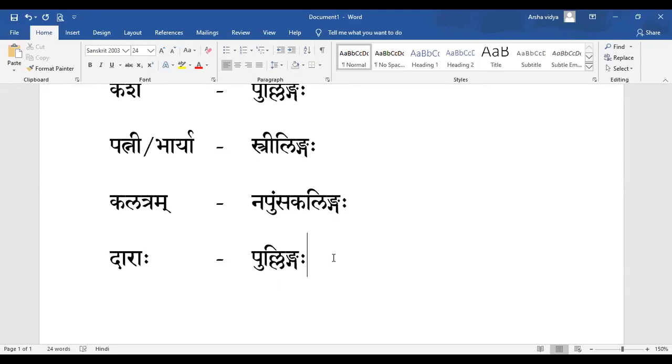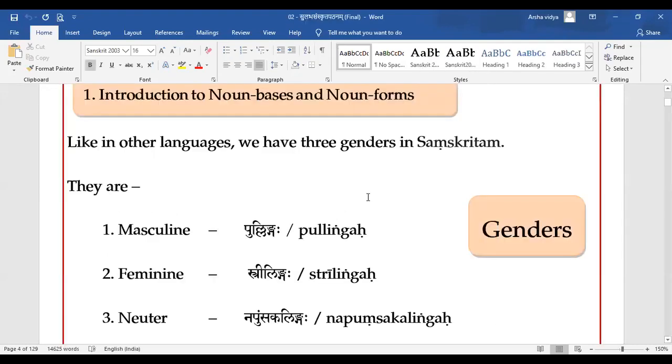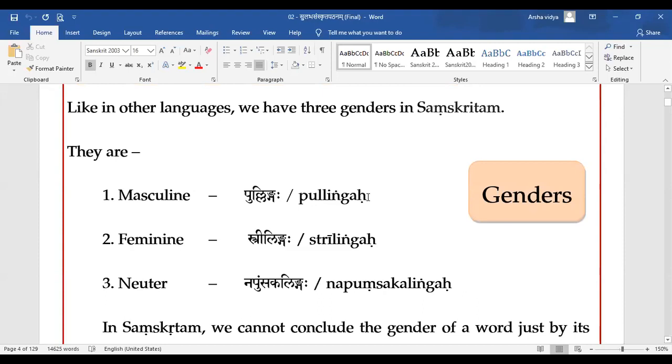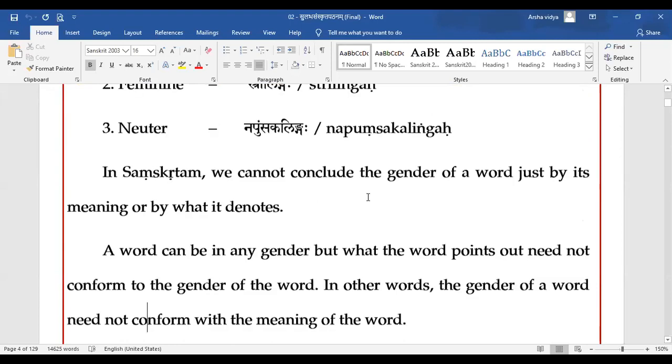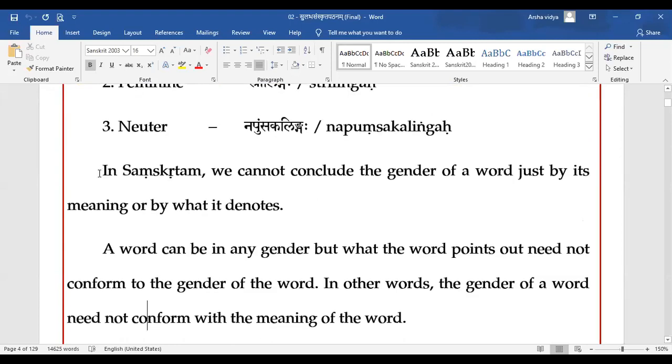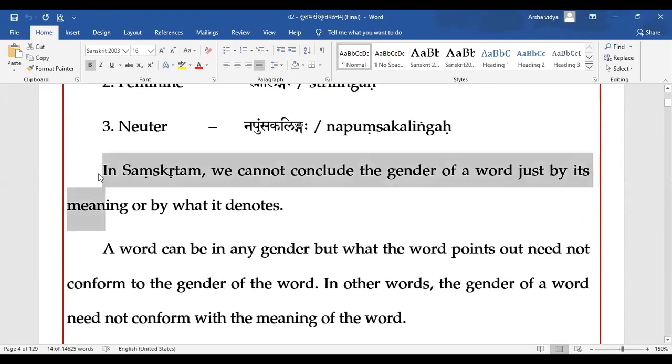Okay. So this is just to give you an idea that genders are there, and they don't depend on the meaning of the Shabda. Shabda has gender. That you have to understand clearly. And three genders are possible. Three genders are called linga in Saṃskṛtam: Pullingaha, Strilingaha, Napumsakalingaha. Now you can read these lines. You will understand. In Saṃskṛtam, we cannot conclude the gender of a word just by its meaning or by what it denotes.